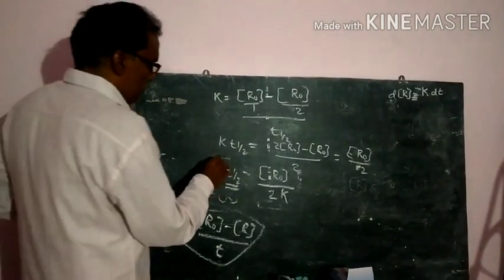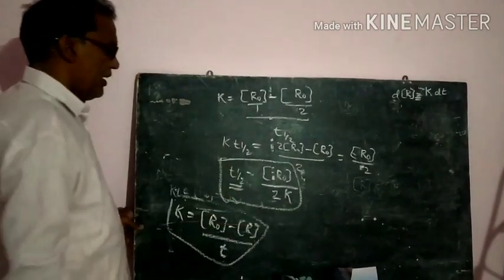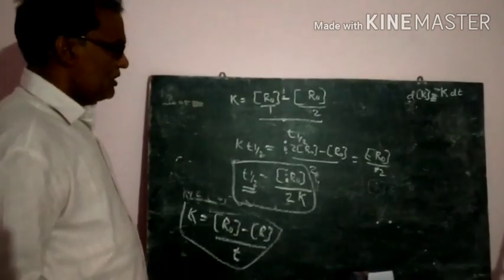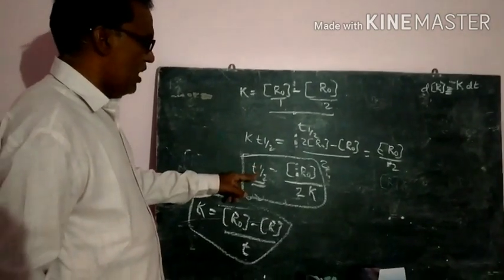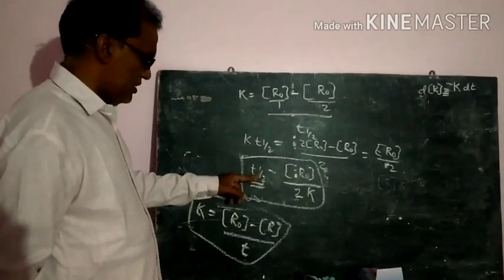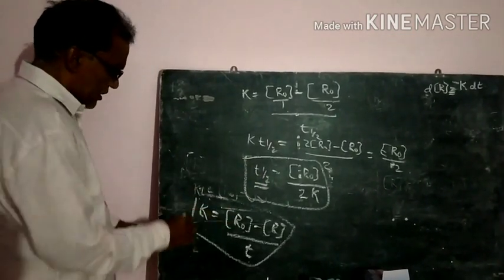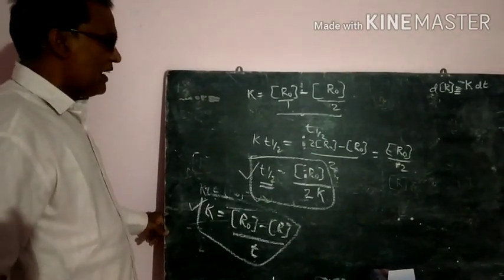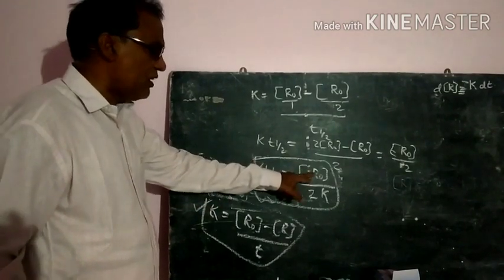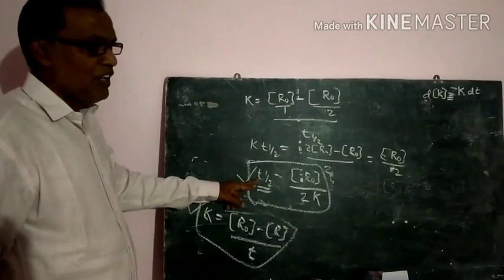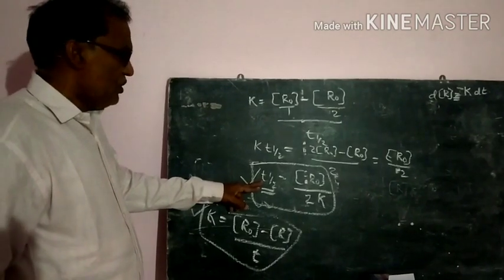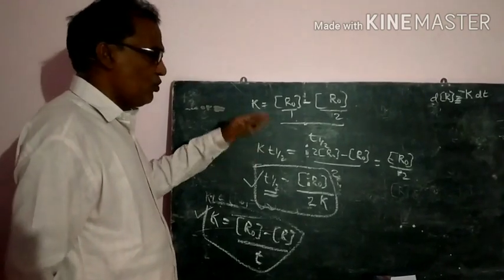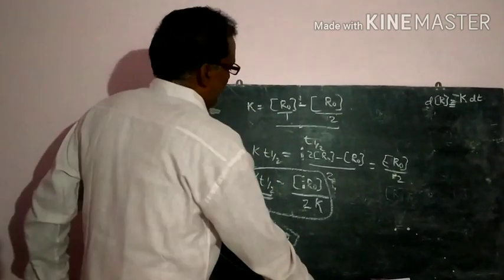So this is the formula for a zero order reaction: T half is equal to R0 by 2K. That is the formula for the half-life time period for a zero order reaction. So two reaction equations we got. This is called the integrated rate equation. This is called the half-life time period. If you know the initial concentration and K value, we can find the half-life time for a zero order reaction. Understood? I hope you understood. Otherwise, go through the video once again so that you can understand easily.